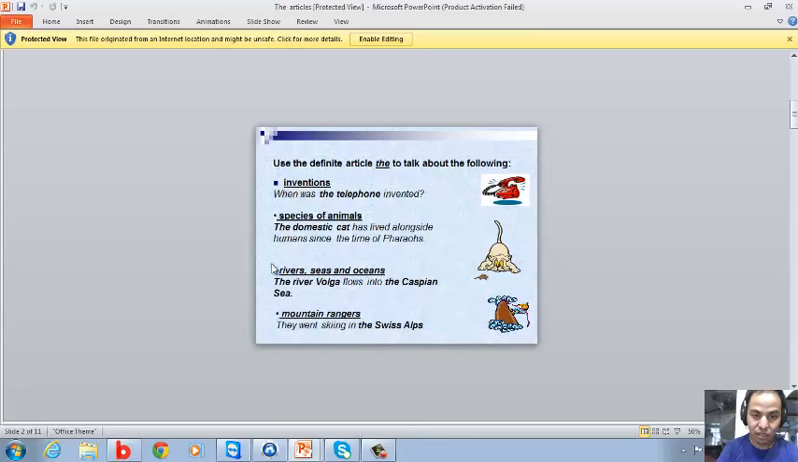Rivers, seas, and oceans. The River Volga flows into the Caspian Sea. Where do you think are the definite articles in here? It's the. Okay, why? It talks about the particular river, Volga, and the is talking about the particular sea, Caspian. Okay. Mountain ranges. They went skiing in the Swiss Alps. Now it is talking about the Swiss Alps, or particular places or mountains. So the Swiss Alps is in need of the definite article.